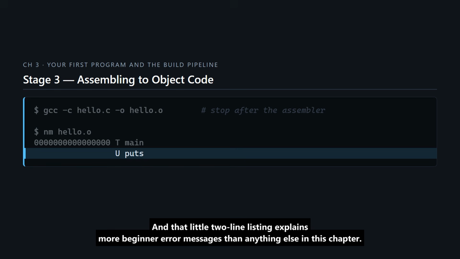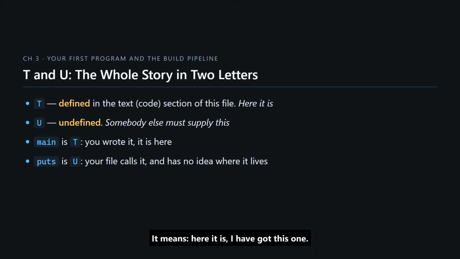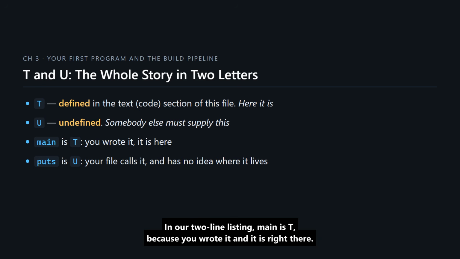And that little two-line listing explains more beginner error messages than anything else in this chapter. T means defined in the text section, text being the traditional name for the part of a binary that holds code. It means, here it is, I have got this one. U means undefined, which is the object file saying somebody else must supply this, and I am relying on you to find it. In our two-line listing, main is T, because you wrote it and it is right there.